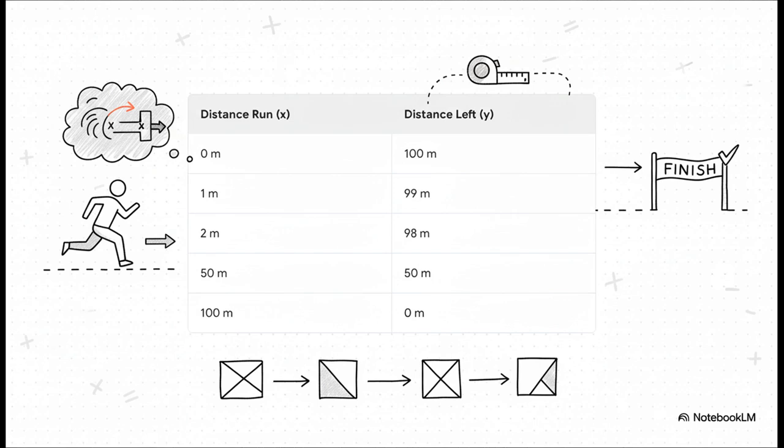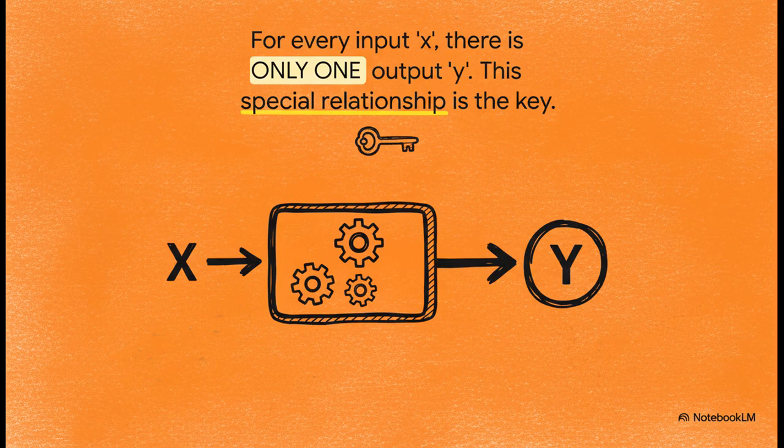See how this works? So if you've run 2 meters, how many meters are left? Just look at the table. Yep, exactly 98 meters. And when you're halfway there, at 50 meters, there's exactly 50 meters left. See that pattern? For every single input X, there is only one possible output Y. And this right here, this is the single most important idea for today, so listen close. For every single input X that we have, there is only one possible output Y. It's a special kind of relationship, one thing in, one thing out. That's the key to this whole thing.